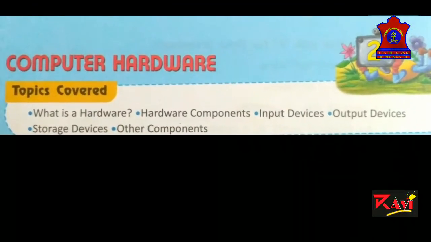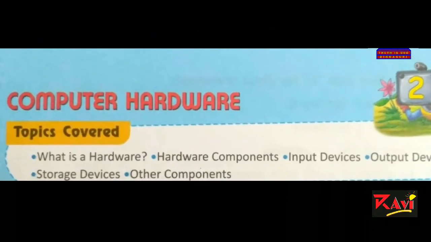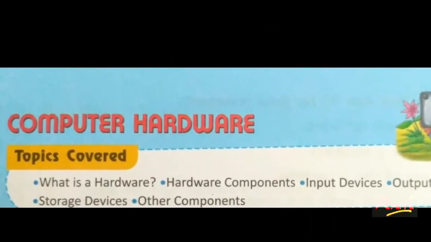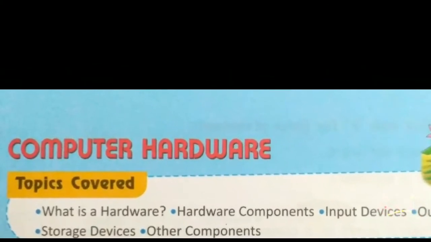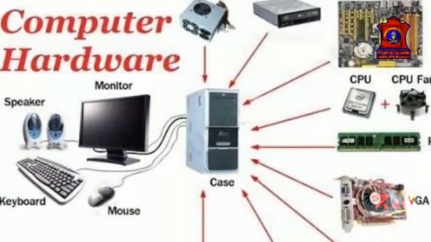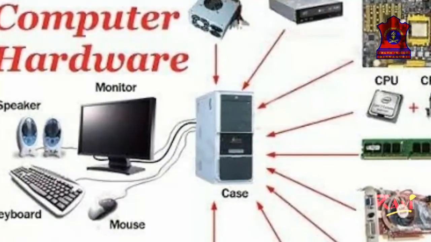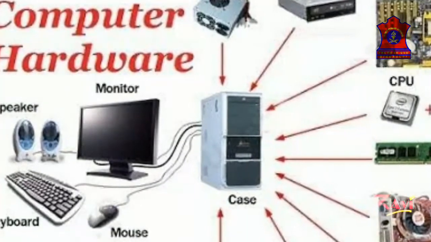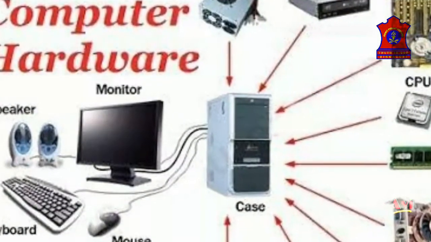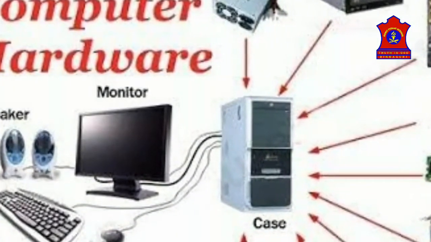Dear students, today we shall start chapter number 2, Computer Hardware. In the previous class, we learned about the term hardware. Now, we will be studying about the hardware. Now, first of all, what is a hardware? All the physical equipment that are attached to a computer are called hardware. Hardware is the part of a computer which you can touch and feel, like keyboard, printer, monitor, mouse, etc.